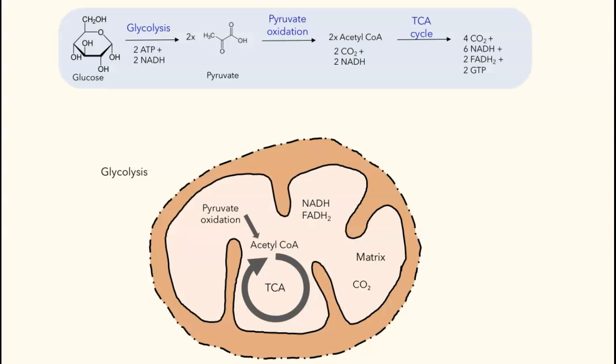Just as a recap of what we've learned so far, when we take glucose and break it down, we end up with a number of products. We make a small amount of ATP and GTP, but the major products are the reduced forms of two energy carriers, NADH and FADH2. Remember, NADH is made in glycolysis, in pyruvate oxidation, and more in the TCA cycle, and that's also where the FADH2 is made. These substances accumulate in the matrix, where now it's time to get some energy out of them.